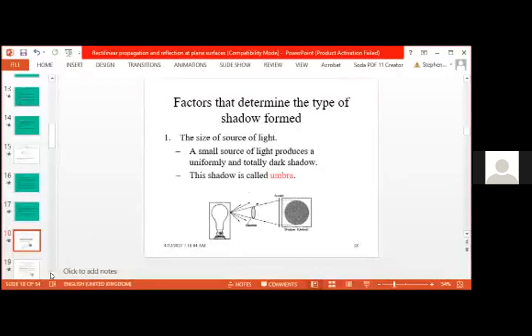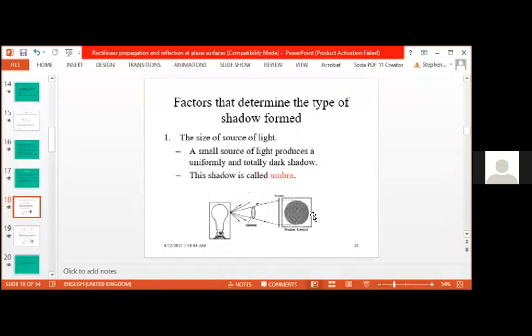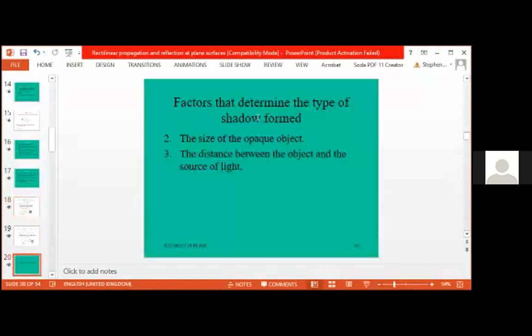So when you have a source of light which is a small source, we have an object and we have a screen, it forms a uniformly and totally dark shadow. And this total shadow is what you're referring to as umbra. Now, we're saying the factors that affect the type of shadow are the size of the object and the distance between the object and the source of light. Those two. Now, if the light is from an extended source, this is what happens.